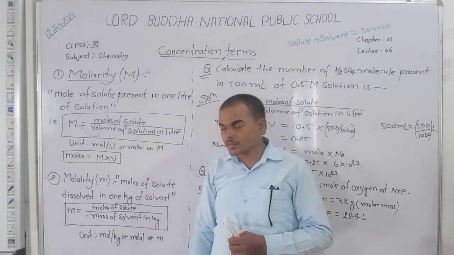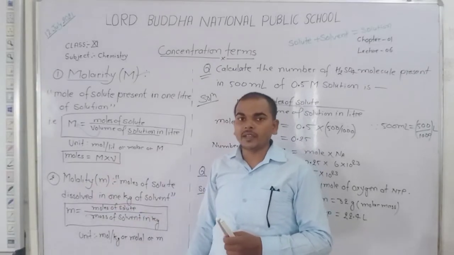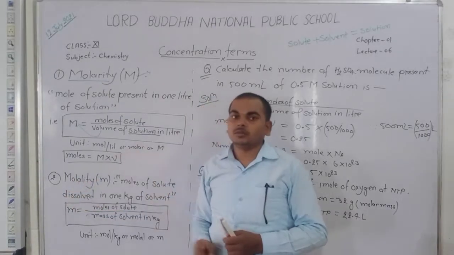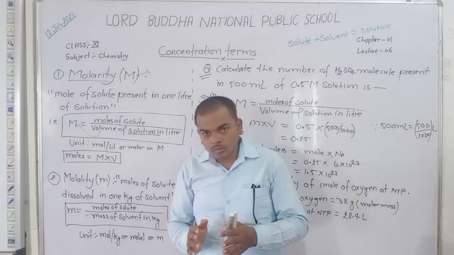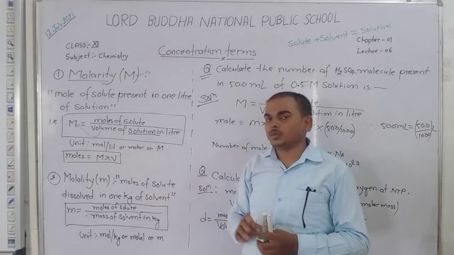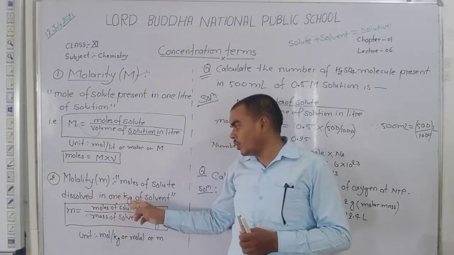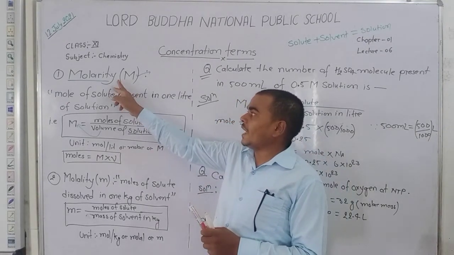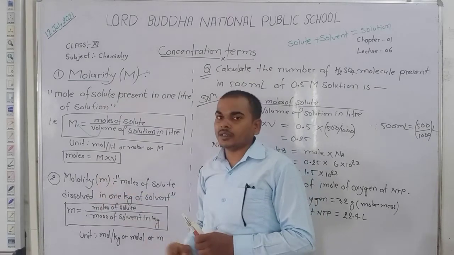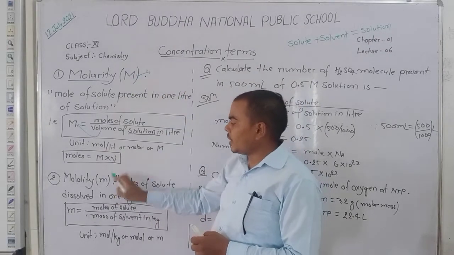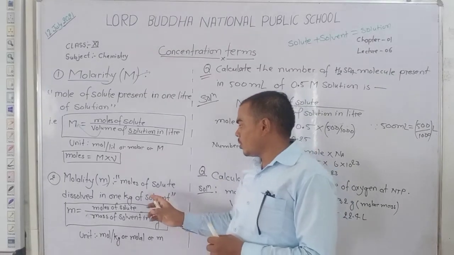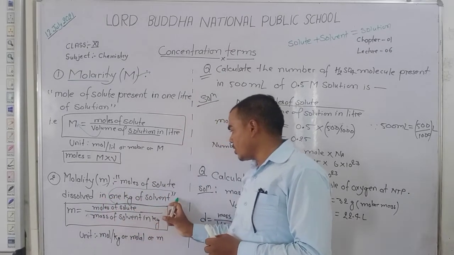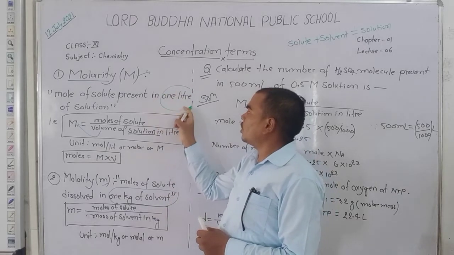Now we discuss molality. Here molarity is capital M, and molality is small m. Molality is the moles of solute dissolved in 1 kilogram of solvent. Dear student, the major difference between molarity and molality is that molarity is capital M and molality is small m, and second, molality is moles dissolved in 1 kilogram of solvent, whereas molarity is in 1 liter of solution.